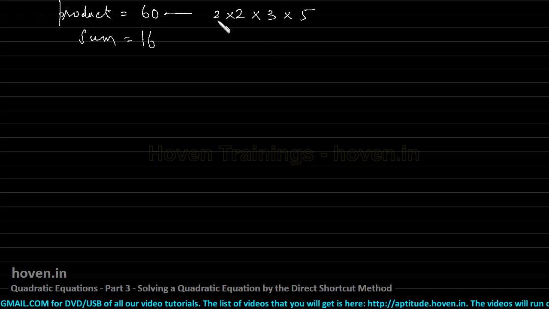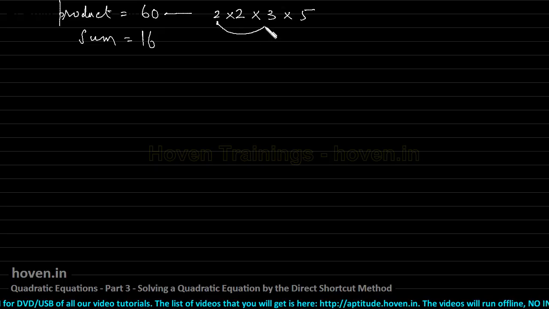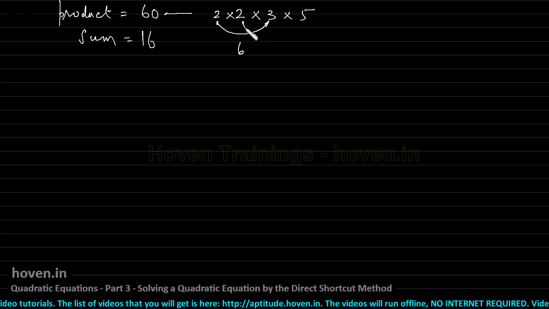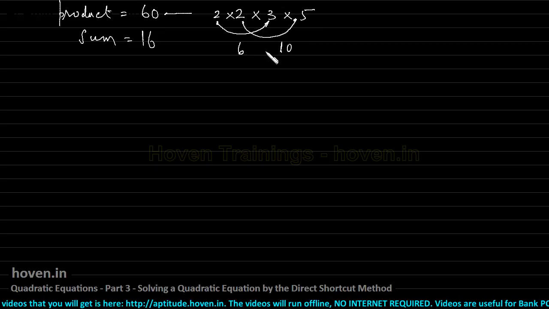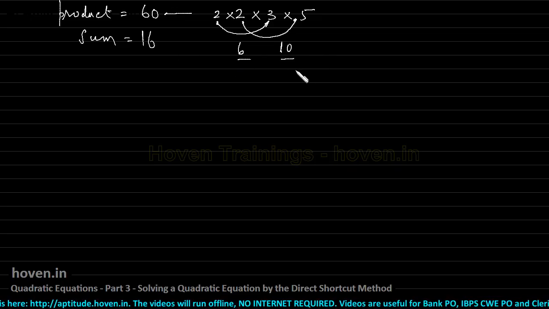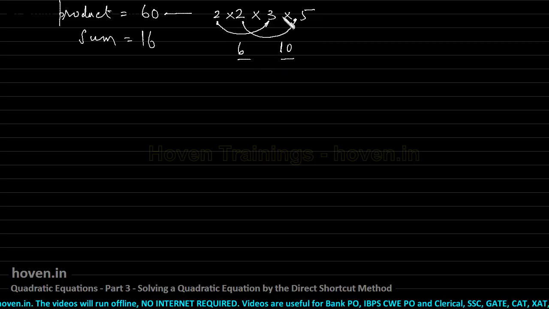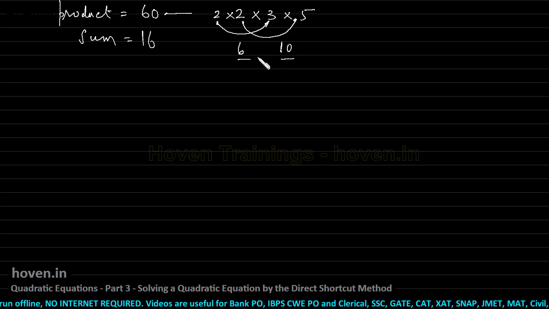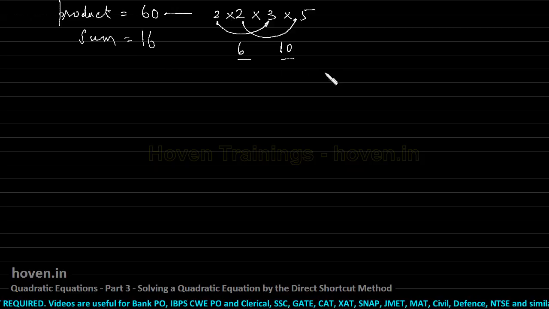I can see that if I combine this 2 with this 3, I will get 6. And if I combine this 2 with 5, then I will get 10. Then 10 and 6 added will give me 16. So 6 and 10 are those numbers. I am basically partitioning these four numbers into two parts such that the sum of their products is eventually the sum 16. If you haven't still understood, take another example.